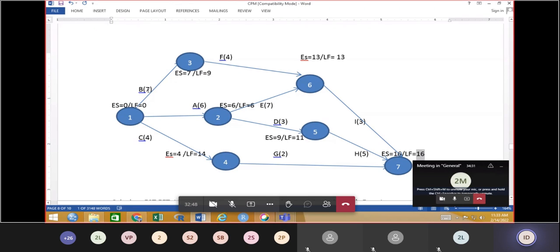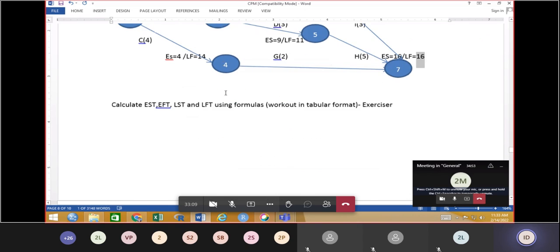But I cannot take that. Why? Because it has to be 0. So therefore, again, this 6 minus 6 duration will be 0, right? 14 minus 4 is 10. So whichever is less, we have to take for backward pass calculations.